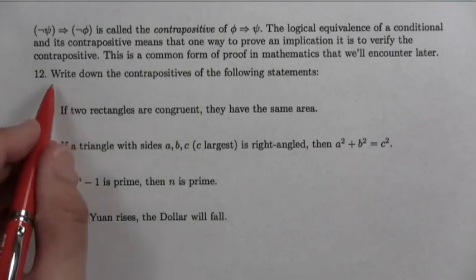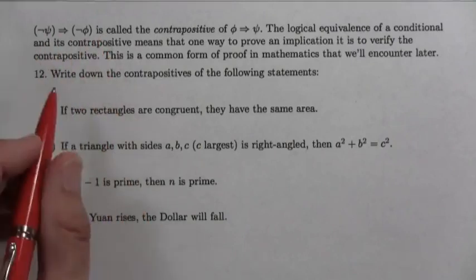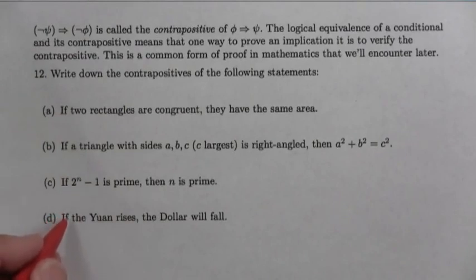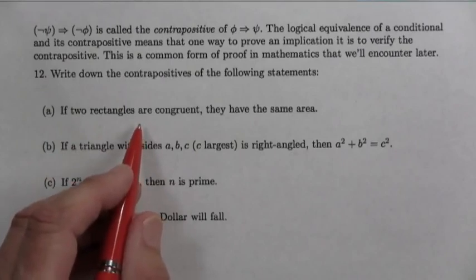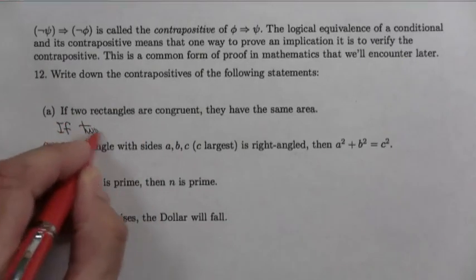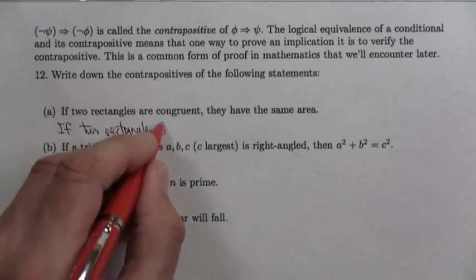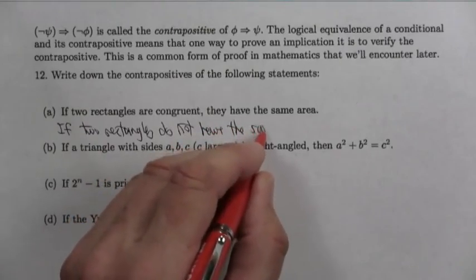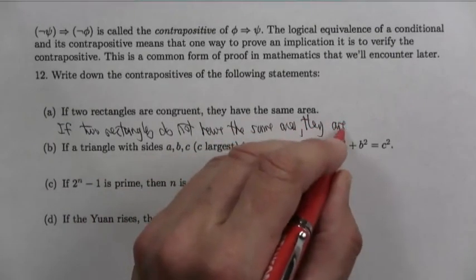Okay, and the next one I want to look at is question 12, and that is talking about the contrapositive. These are the four statements that we have to write down the contrapositives of. So if two rectangles are congruent, they have the same area. So the contrapositive would be: if two rectangles do not have the same area, they are not congruent.